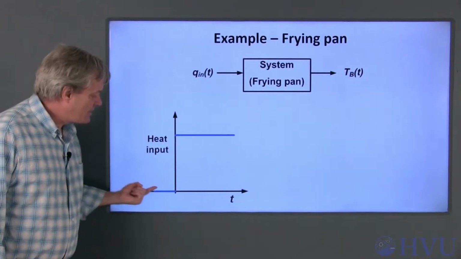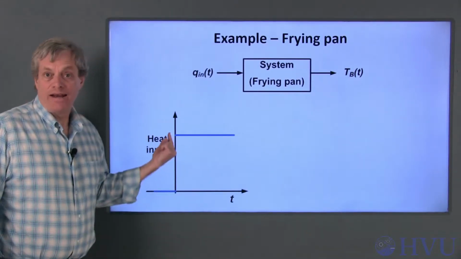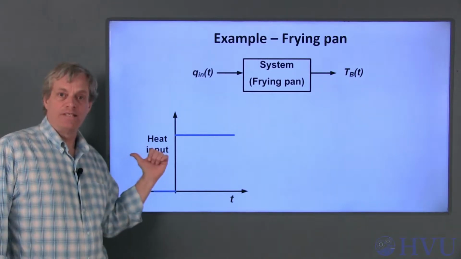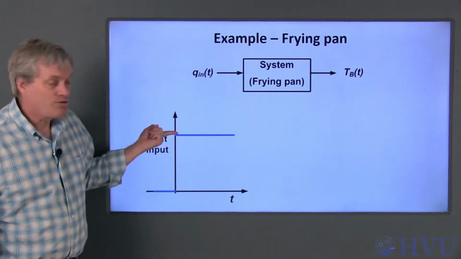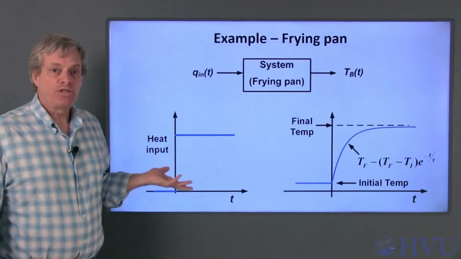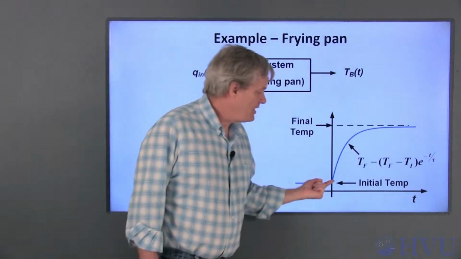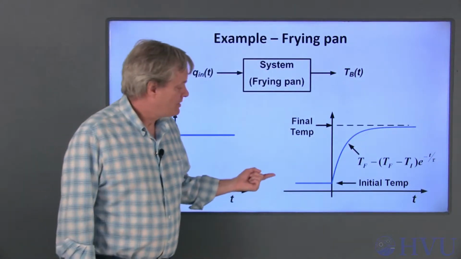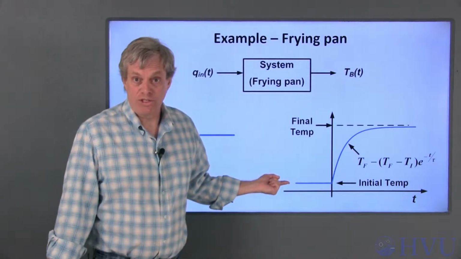Suppose we suddenly start adding heat to the pan as shown here. The heat input from the burner is 0 for time less than 0, and then it suddenly changes to a positive constant for time greater than 0. The temperature increase resulting from this heat input looks like this. The pan temperature increases from its original room temperature value.